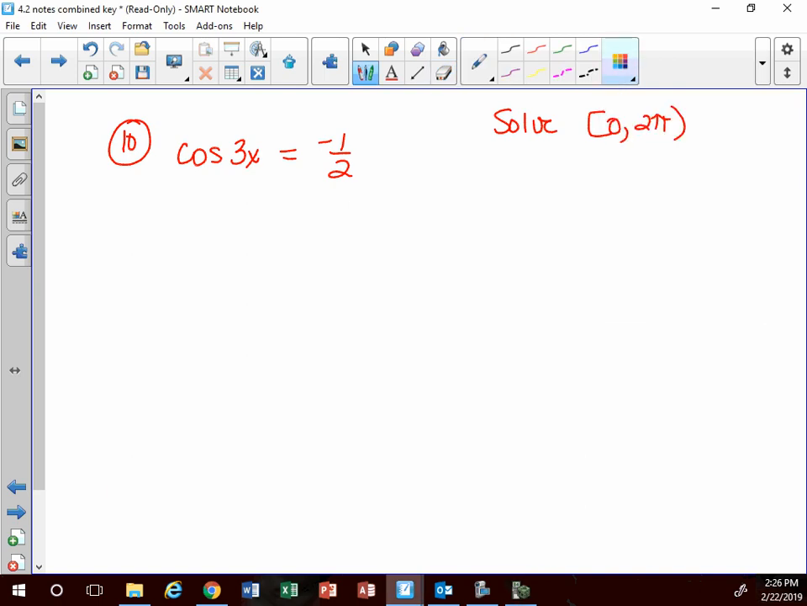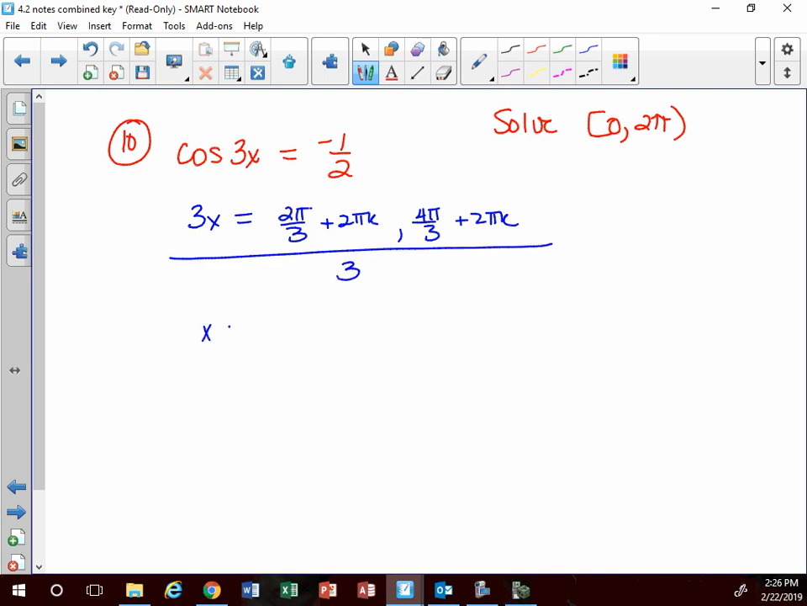All right. We start. Where does cosine equal negative a half? So where does that happen, guys? Oh, 2 pi over 3, 4 pi over 3. Good. All right, so I'm at 2 pi over 9 plus 2 pi k over 3 and 4 pi over 9 plus 2 pi k over 3. Are we okay with that?